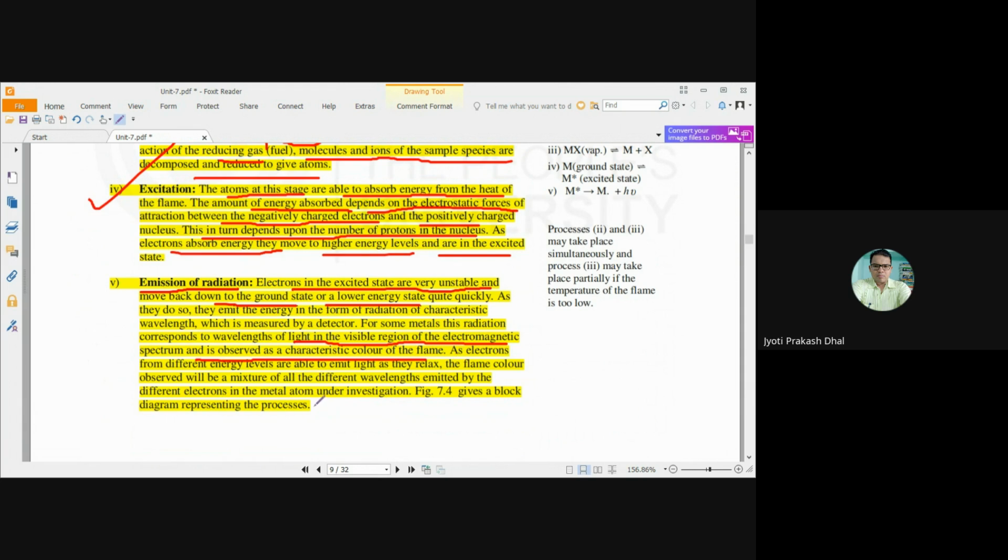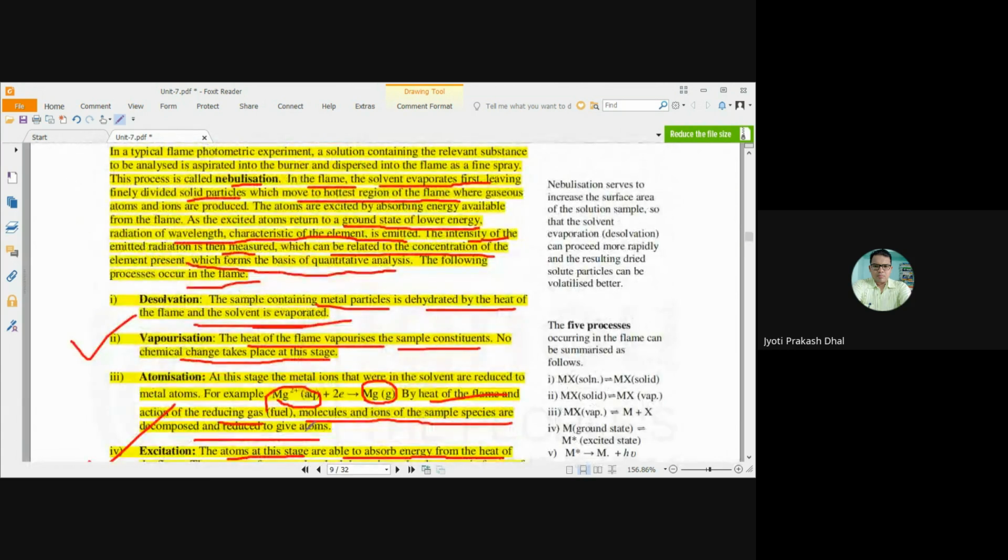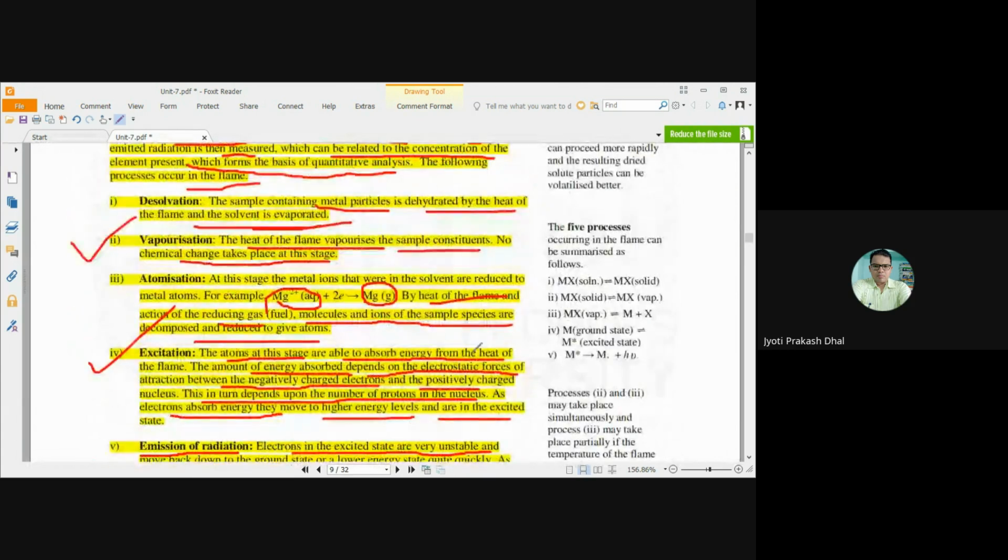As the electrons from different energy levels are able to emit light as they relax, the flame color observed will be a mixture of all the different wavelengths emitted by the different electrons in the metal atom under investigation. Here is a block diagram representing this. So these are the 5 steps, and here the 5 steps are summarized.